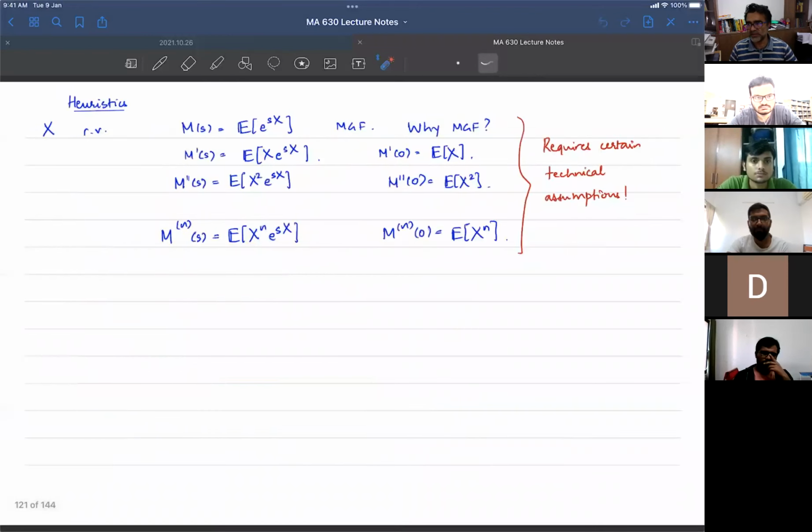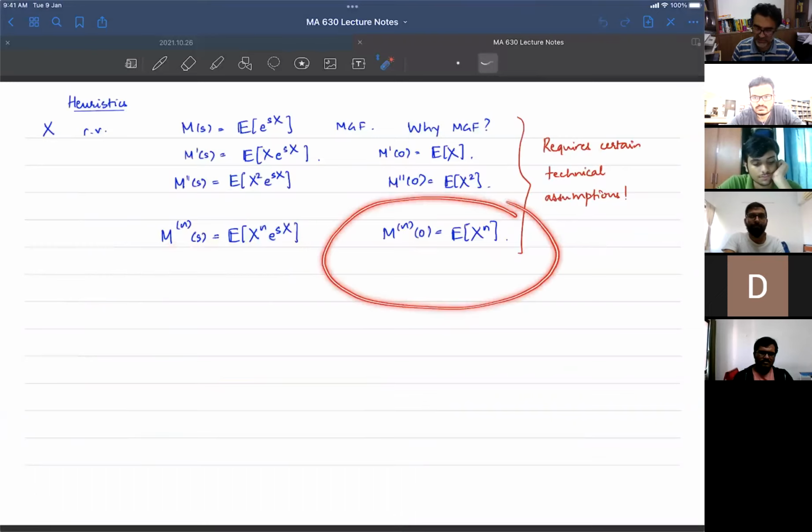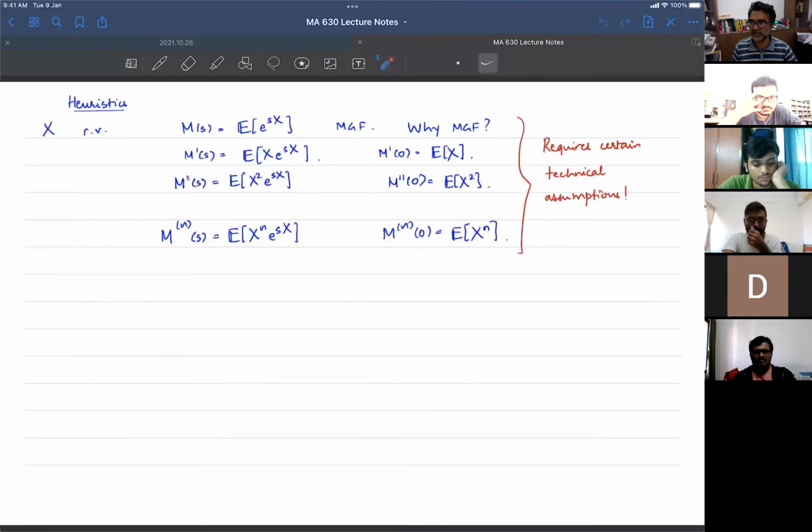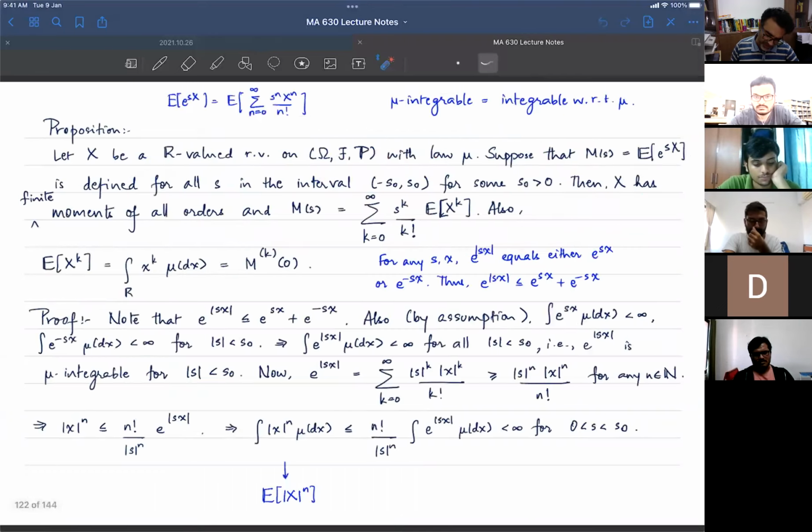Then we talked about why it is called moment generating function. Then we just played around a little bit, and it seemed like if you take the nth derivative of this moment generating function and you plug in S equals 0, you should get expectation X to the n. Now, of course, some technical assumptions are needed. But if those technical assumptions are in place, then you can basically get all the moments by simply taking derivatives and plugging in S equals 0. Then we were looking at a particular proposition.